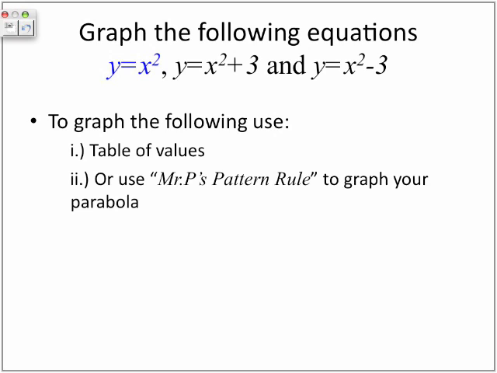So we're going to graph the following. So graph the following equations. Y is equal to x squared, y is equal to x squared plus 3, and y is equal to x squared minus 3. Now to graph these, use one of the following. Okay? Table of values or Mr. P's pattern rule to graph parabolas. And remember, Mr. P's pattern rule is whatever the A value is, multiplied by 1, 3, 5. So if we look at the A value in all these examples is 1. So therefore 1 multiplied by 1, 3, 5 will remain as a 1, 3, 5 pattern. So we already know that bit of information for our parabola.